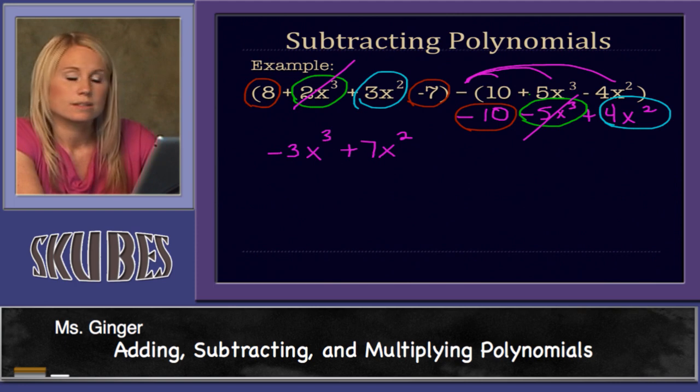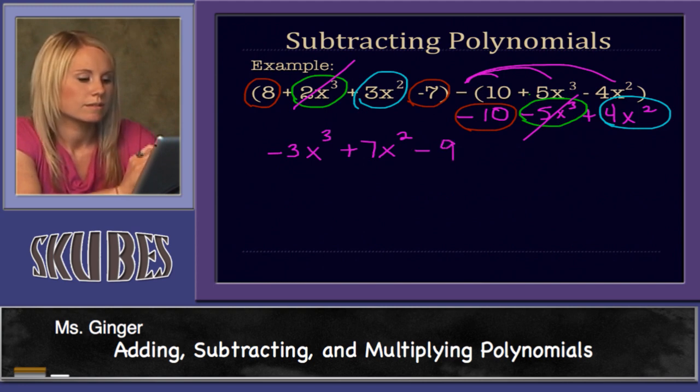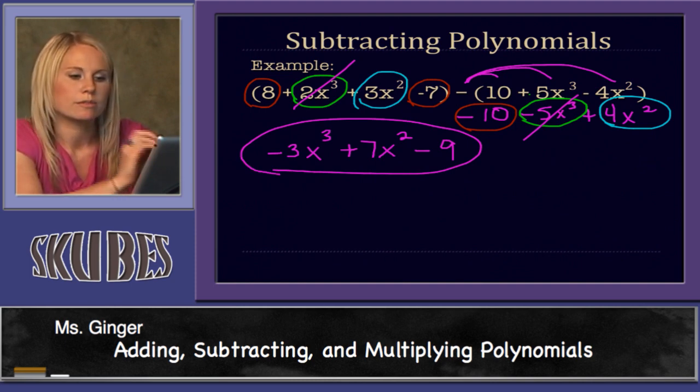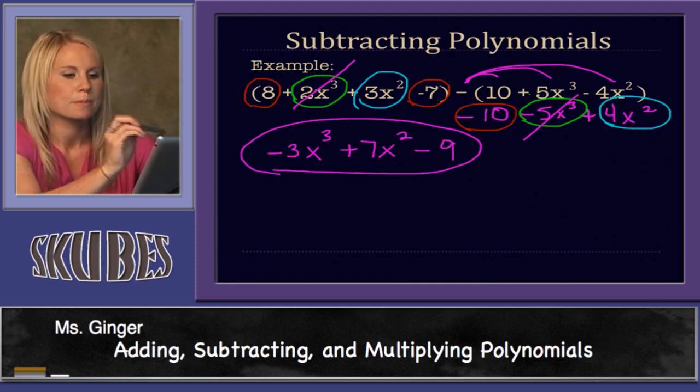And then my constant numbers, I've got 8 minus 10. That's negative 2 minus another 7. That's negative 9. Okay, so we have a nice standard form polynomial here, simplified from this subtraction problem.